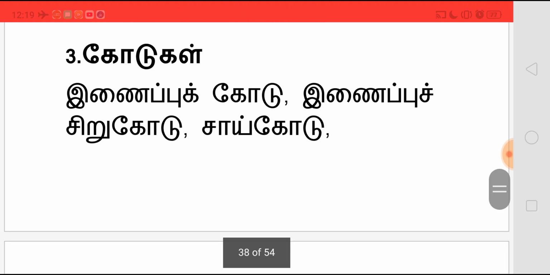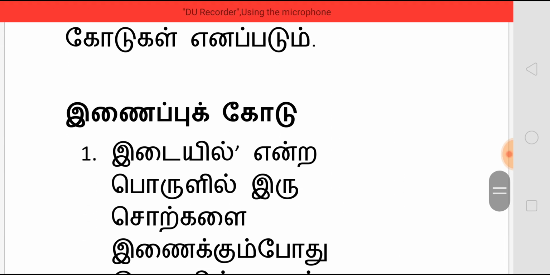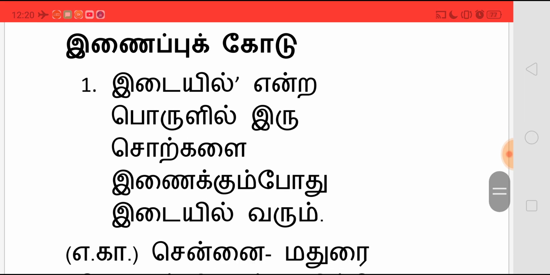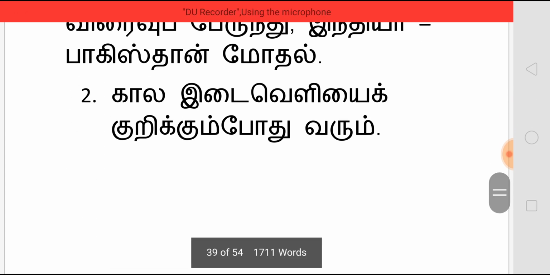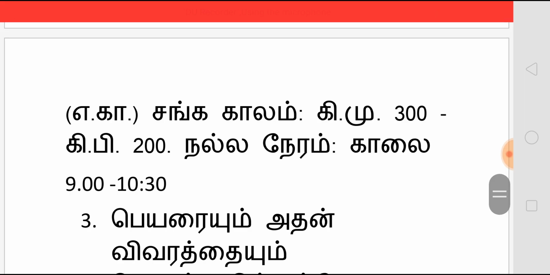And in கோடுகள் we have இணைப்பு கோடு, இணைப்பு சிறு கோடு, and சாய் கோடு, அடிக்கோடு. These 4 are கோடுகள். இணைப்பு கோடு will come between the words to show that from to, that is சென்னை to மதுரை விரைவு பேருந்து, இந்தியா பாகிஸ்தான் மோதல். And also it tells about the distance between it, that is there is a time gap. Like சங்ககாலம் is from கிமு 300 to கிபி 200. நல்ல நேரம் காலை 9 to 10:30.